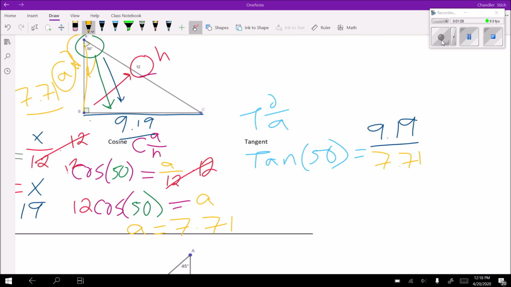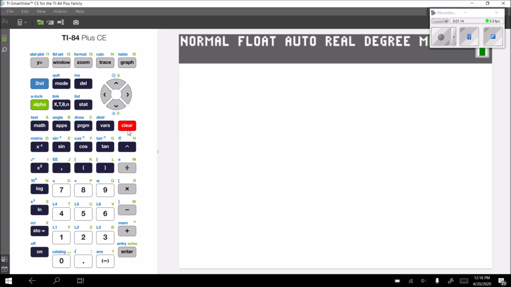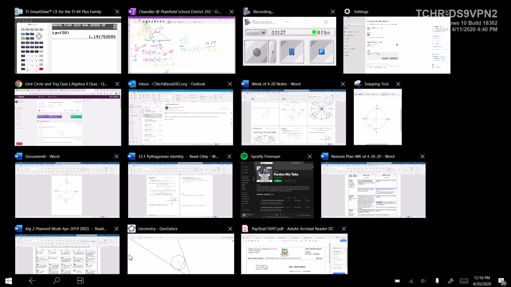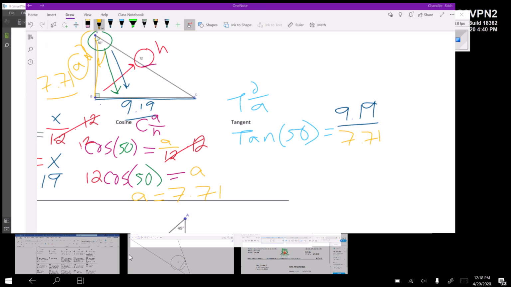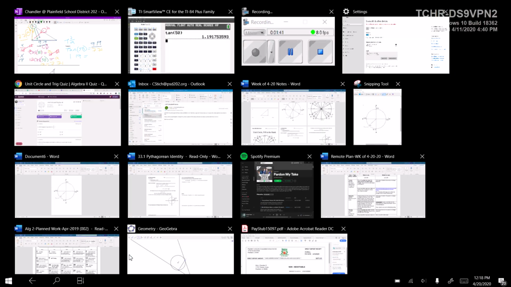So tangent 50, let's go to my calculator. Make sure I'm in degrees mode, degrees, good. Tangent 50. So that's equal to 1.19. All right, tangent 50 we said was 1.19. Now, if I divide 9.19 over 7.71, it should equal 1.19.